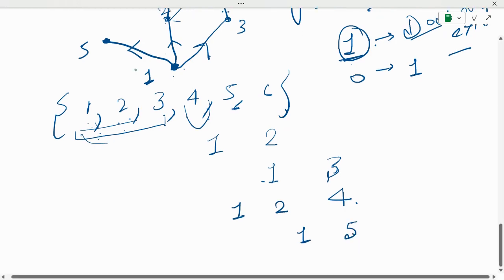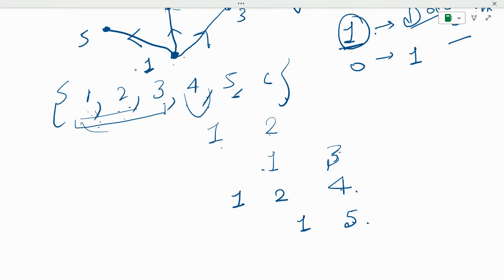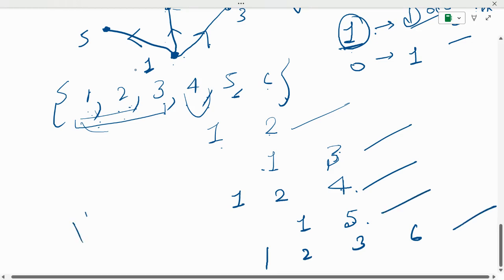Then we have 1, 2, 3, 4 and 5, and we have 6. Out of all these, what are the things that divide 6? 1 divides 6, 2 divides 6, and 3 divides 6. So 1, 2, 3 divide 6. Altogether there is one line, two lines, three lines, four lines, and five lines. So you can calculate the number of lines like this also. The number of lines is equal to 5.